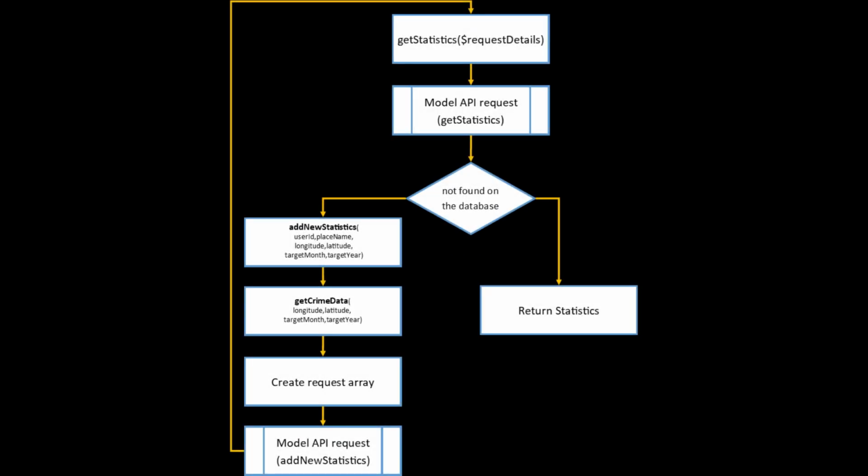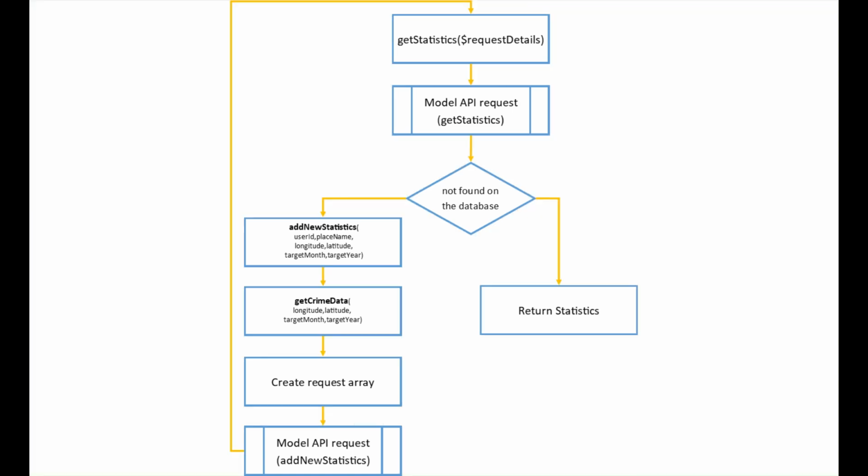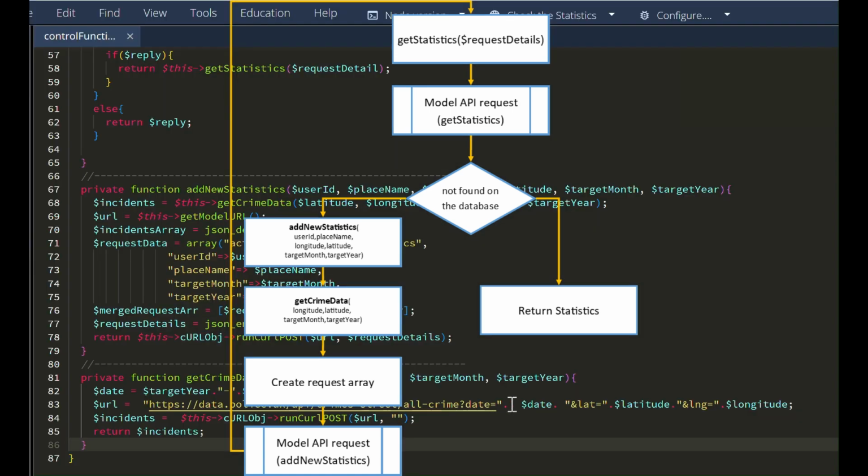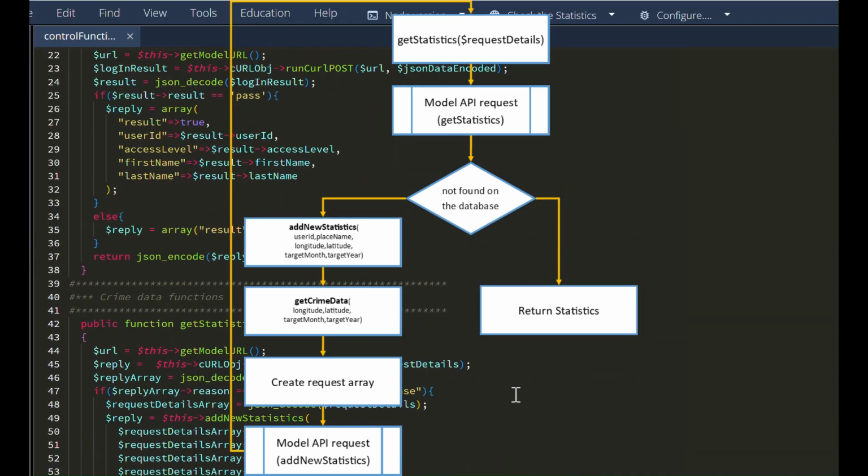The process for getting the crime statistics requires work on the control. It starts with a getStatistics request. Then the model API is asked for the statistics. If there are statistics stored, then they are returned and passed to the calling function. If there is no stored data for this request, then the addNewStatistics function is called. This calls the getCrimeData function, which will return the crime data via the getRequest. The returned crime data is added to local data and sent to the model for storage. When that is complete, the getStatistics function is called again. This time data is on the model, so it will be returned to the calling function.